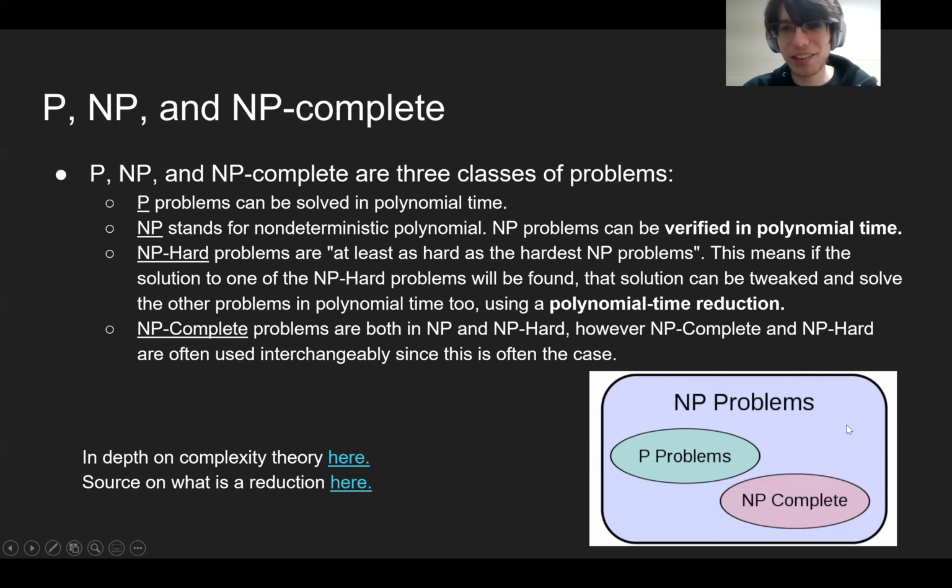As we can see here, there's definitely a difference between them. Although, actually, they're similar, right? NP complete problems are both in NP and NP hard, so sometimes they're used interchangeably. For our purposes, especially, they're basically the same. And if you want more depth on this, it's here, and a reduction is here. Those polynomial reductions are kind of interesting to work through.